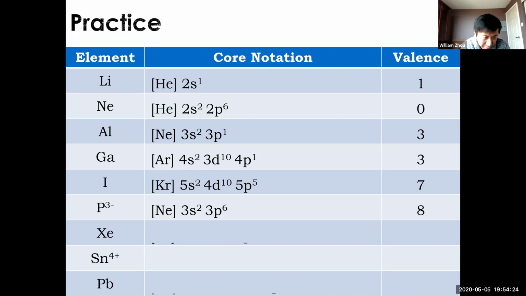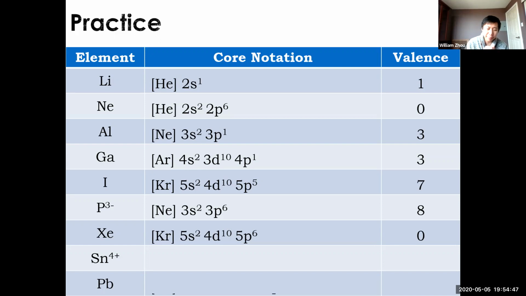You have to say 8. So xenon, 5s2, 4d10, 5p6 with the krypton. So this one is a noble gas, so this one does have 0 valence electrons. Okay, the 4d10 doesn't count. The 5s2 and the 5p6, they add up to 8. But again, noble gas, 0.